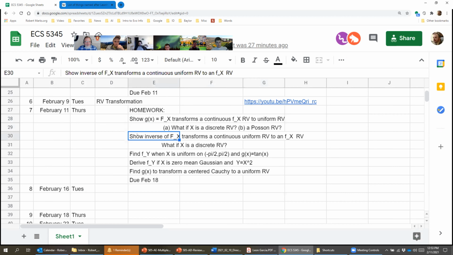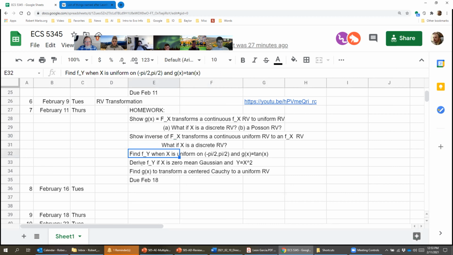And then the converse is that if you have a uniform random variable and you want to transform it to another random variable, what g of x do you use? And I would like you to prove that. I gave you the results in the lecture, but I would like you to prove it. Okay.